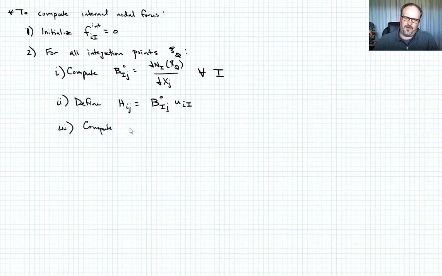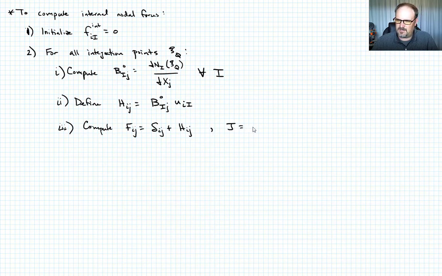You can go back through the derivation of this if you want, but I'm mostly just giving you the recipe here. F_ij will be equal to delta_ij plus H_ij. Similarly, the Jacobian J that we need for a lot of our transformations is equal to the determinant of F_ij. Again, these will be evaluated at xi_q. Number 4.